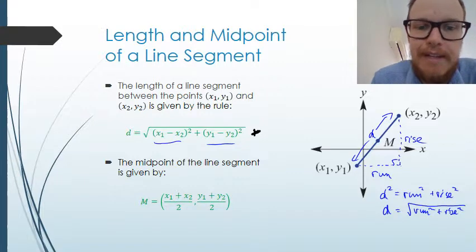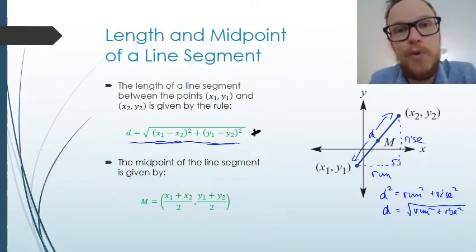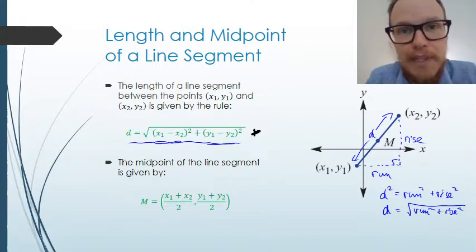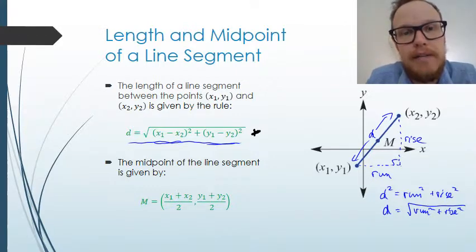So we can see here why we get the formula we do for the distance between 2 points, or the length of a line segment. Even if you forget that formula in an exam or something like that, you can always draw a triangle and work it out by using Pythagoras' theorem.